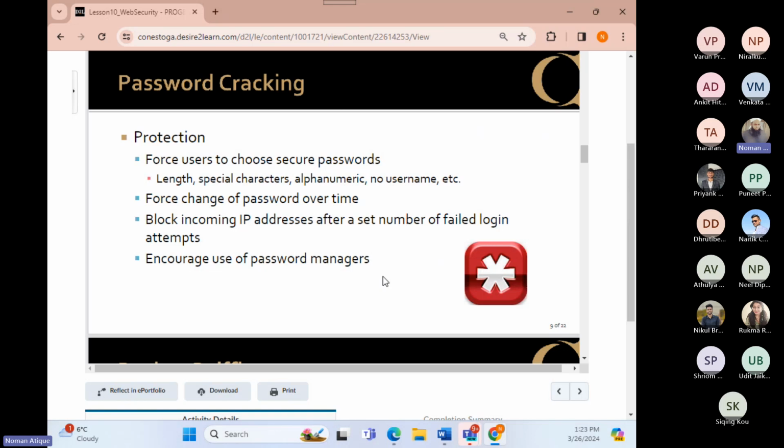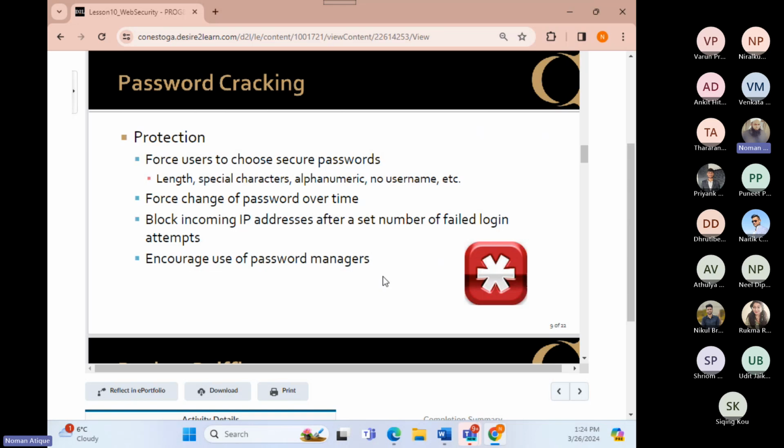Okay, block incoming IP addresses after a set number of failed logins. You see, we usually do that on websites. If the same IP address is making repeated failed login attempts, why not block that IP? That really creates a doubt in the mind of the developer that maybe this IP is trying to crack into my system by making these failed attempts.